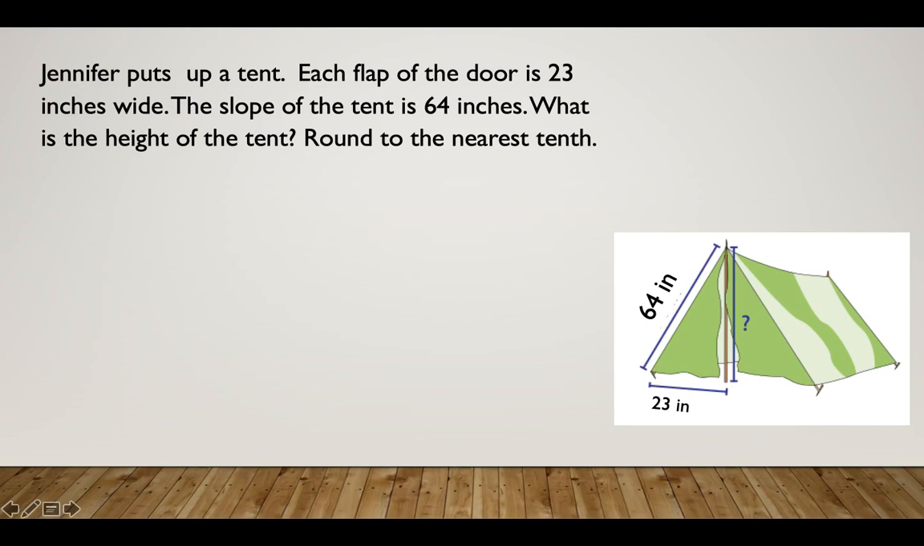Okay, let's go over this example. Jennifer puts up a tent. Each flap of the door is 23 inches wide. The slope of the tent is 64 inches. What is the height of the tent? Round to the nearest tenth.